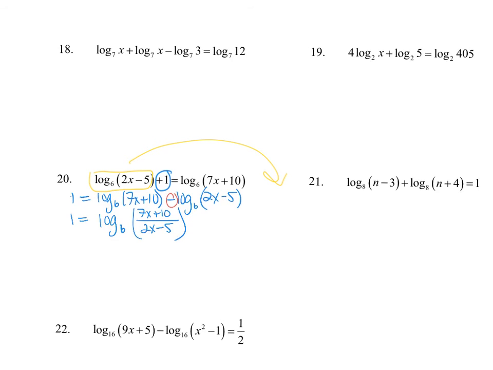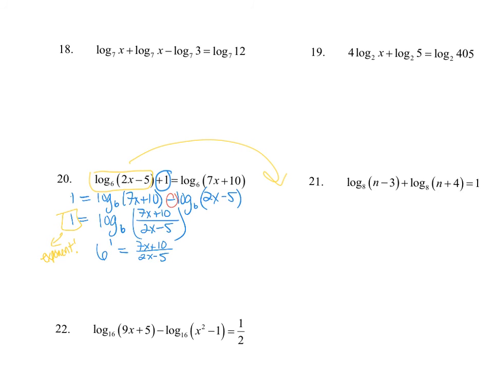So remember, this 1 is actually your exponent. So if I think about rewriting this as an exponential equation instead of a log, it becomes the base, 6 to the first power, equals 7x plus 10 over 2x minus 5.